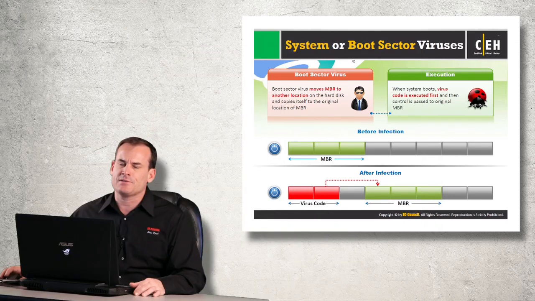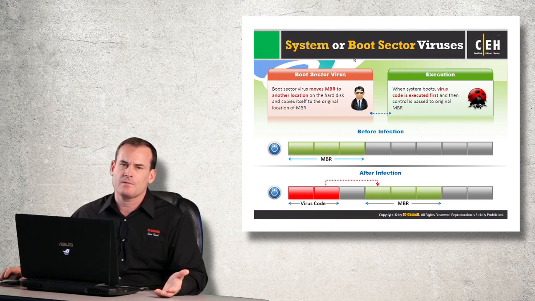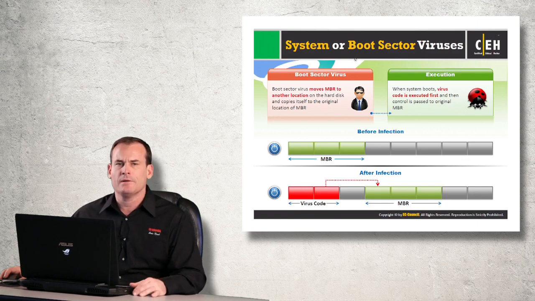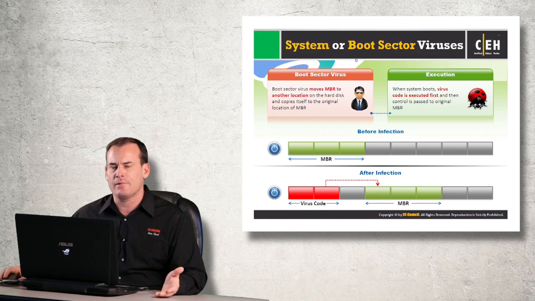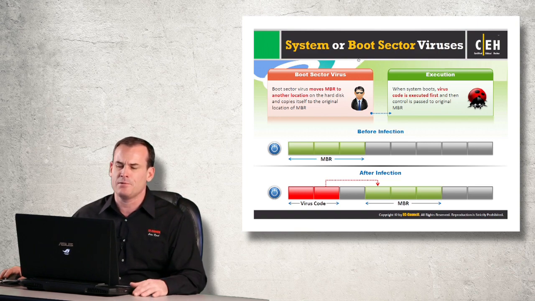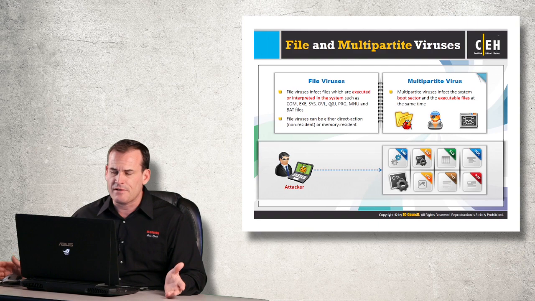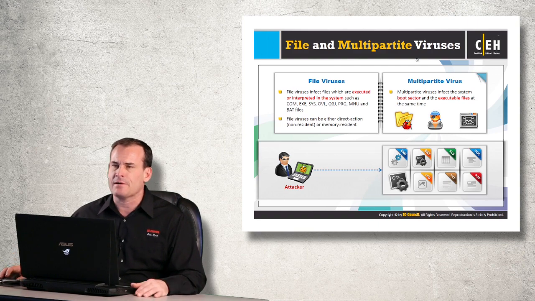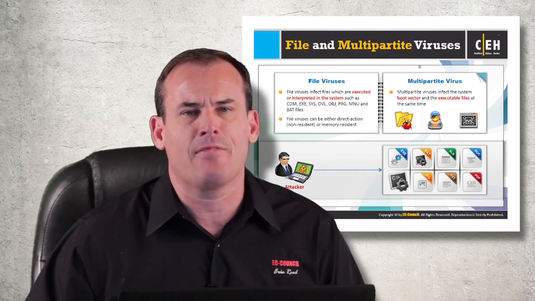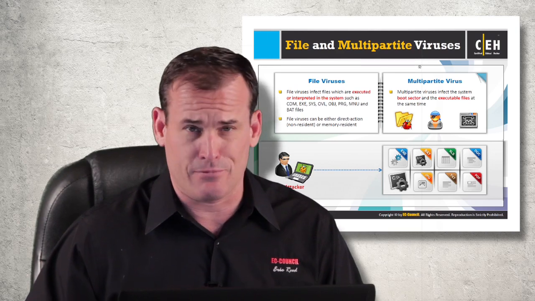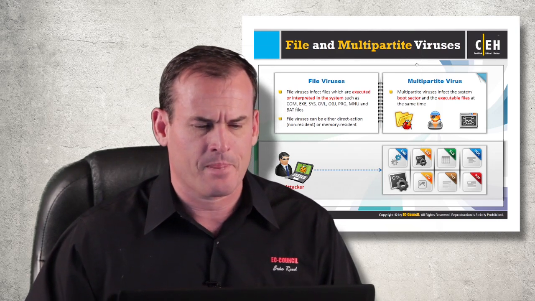System or boot sector viruses will actually infect the master boot record of the system. So they relocate the original MBR, then run, and call the MBR, and this ensures that they run every time the system is booted. File and multi-part type viruses: file viruses infect executable files. Pretty straightforward there. A multi-part type virus infects both files and the boot sector. So sort of an equal opportunity infector, I guess, in that respect.